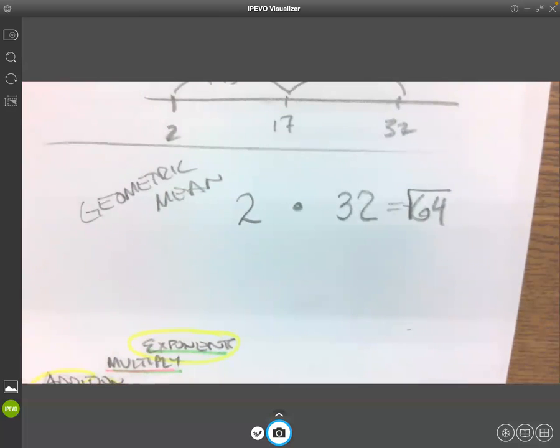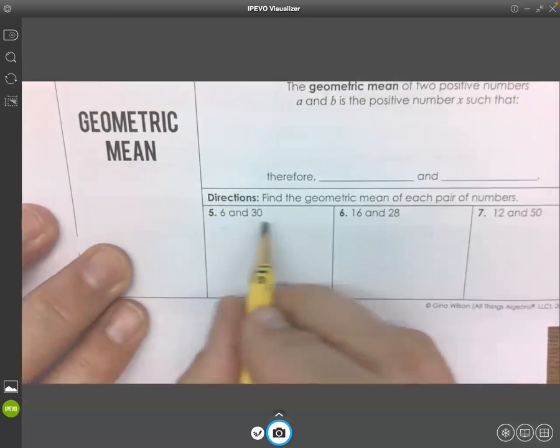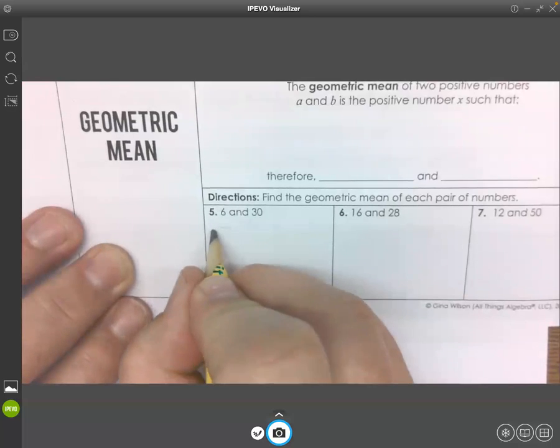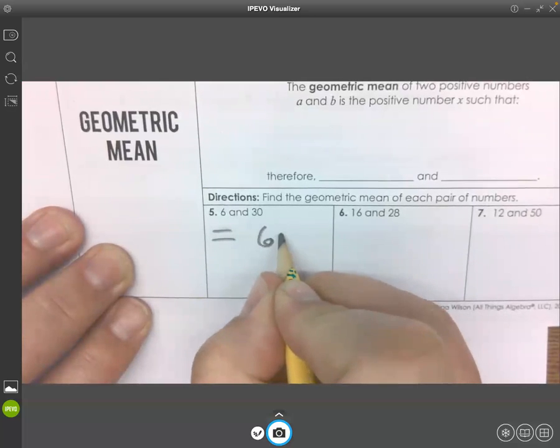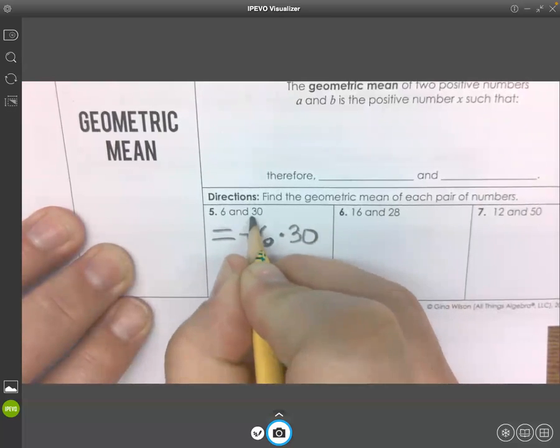So at the end of the day, what we're getting out of this, and you'll see on the sheet in front of you that you have an opportunity to practice the geometric mean this way, is down here on the bottom. I want you to take this cell at number 5, 6, and 30, and we're going to find the geometric mean of that. The way we're going to do it is we're going to multiply those two numbers together, 6 times 30, and then we're going to take the square root of that.